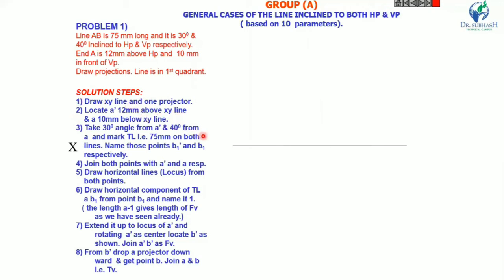First of all, draw XY line, and one projector, or we can say the position of point A. So point A dash is 12 mm above XY line because it is 12 mm above HP, and point A is 10 mm below XY line. Now from A and A dash, draw horizontal lines which are parallel to XY.